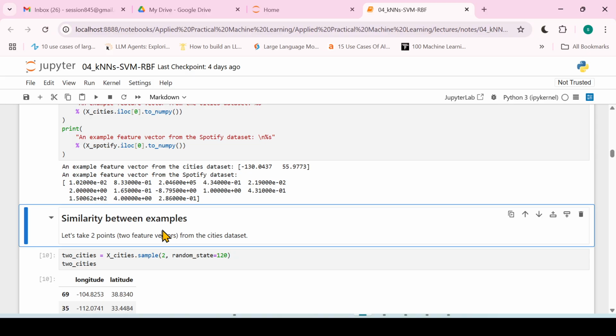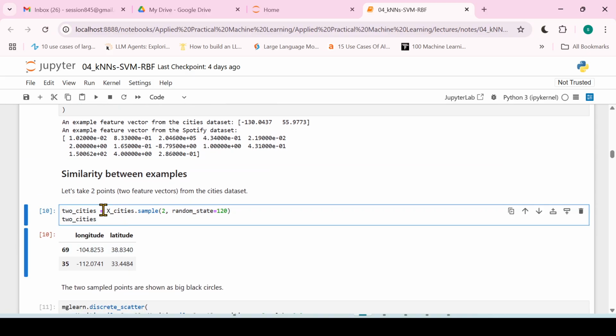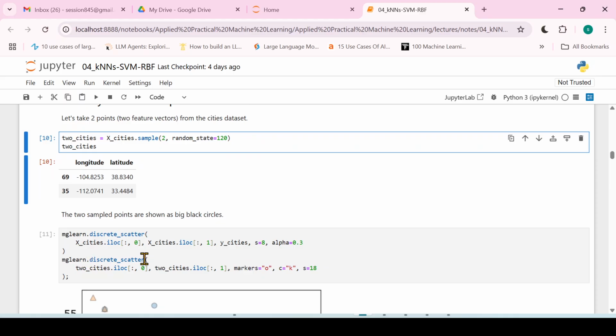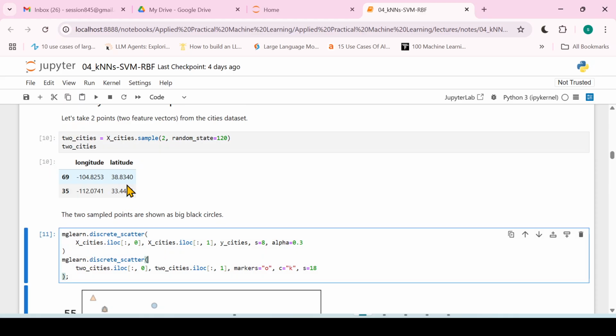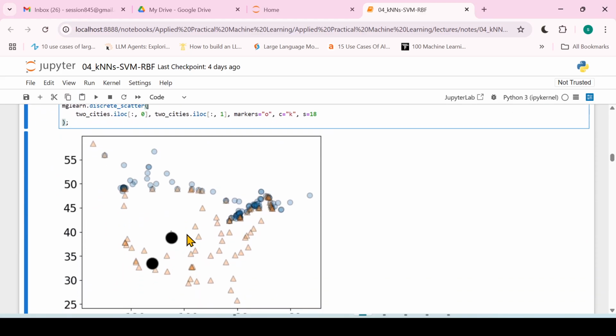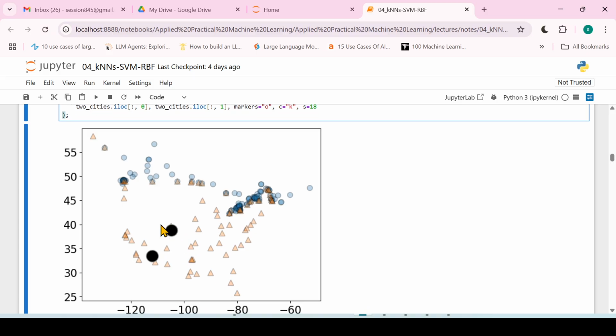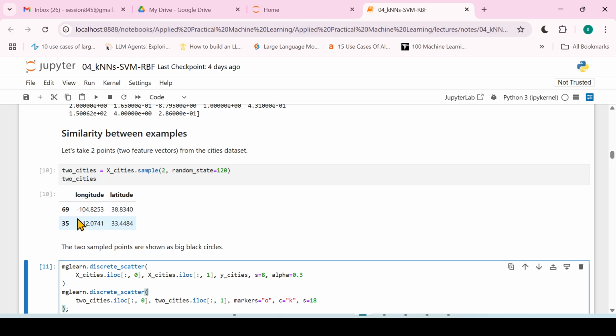Now let's see how we calculate the similarity between two examples. Let's consider two examples from the city data set. One is 6 and the other is 935, and here we are plotting these two examples on this graph. We can see that these two black dots are the two examples we have separated, right?